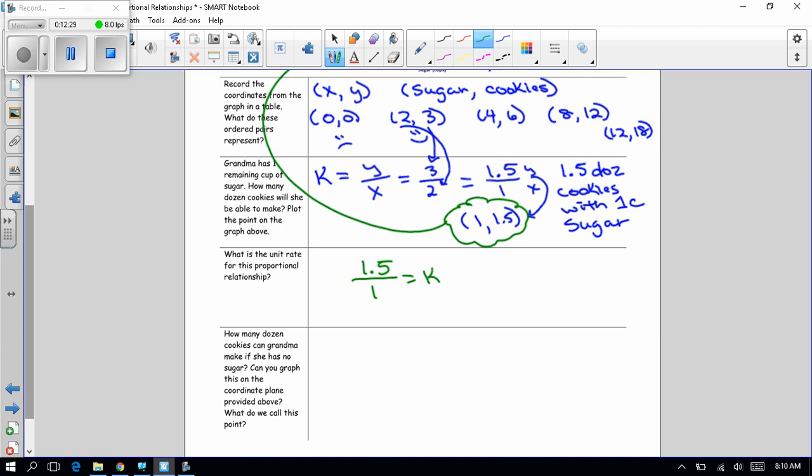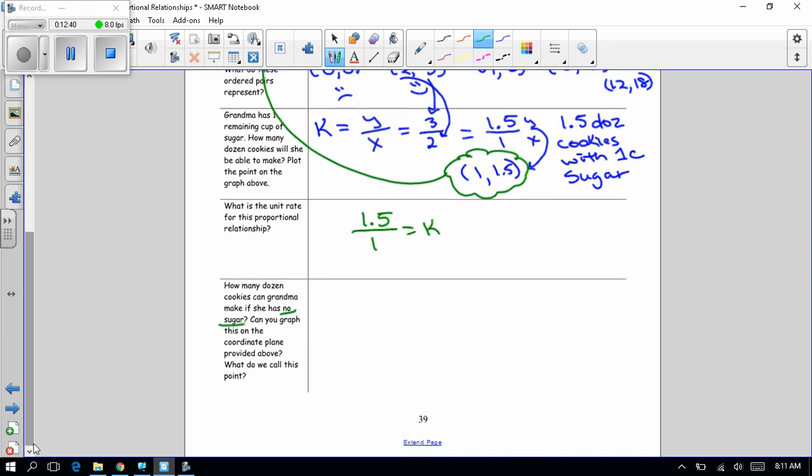All right, how many dozen cookies can Grandma make if she has no sugar? Underline, no sugar. I don't think those would be very good tasting cookies if she has no sugar. She doesn't have white sugar, she doesn't have brown sugar, she has nothing, right? If she has no sugar, she's going to have no cookies, right?